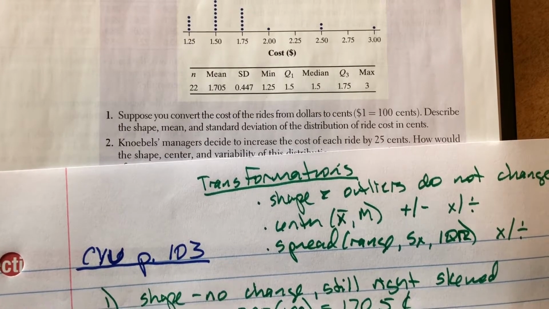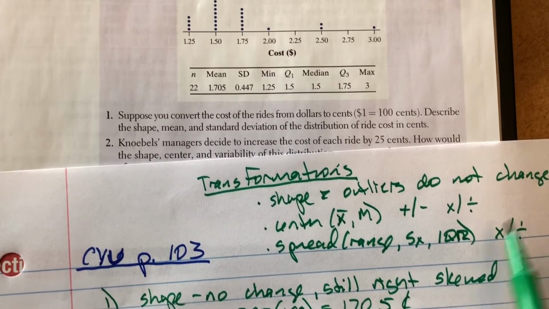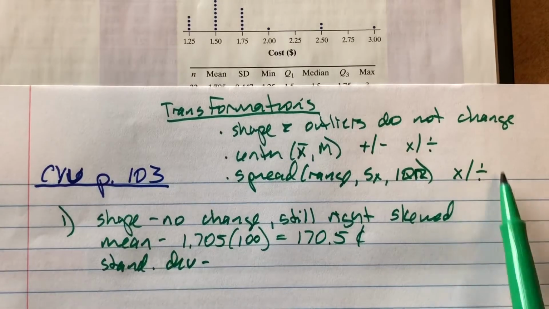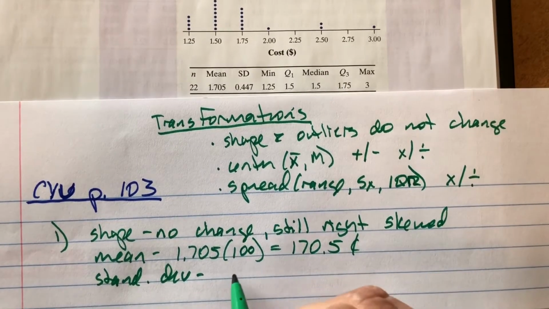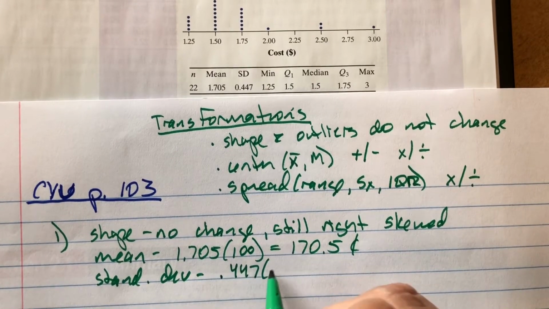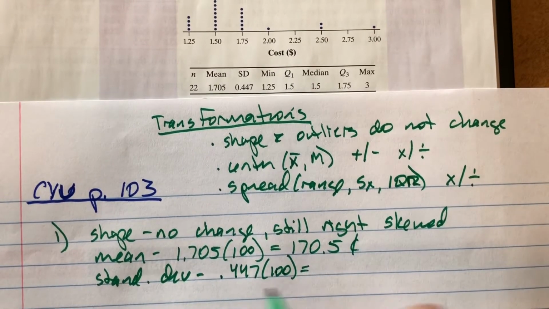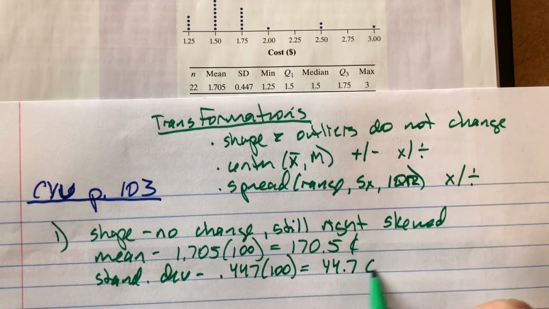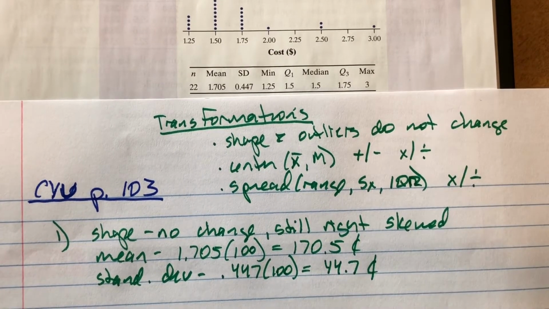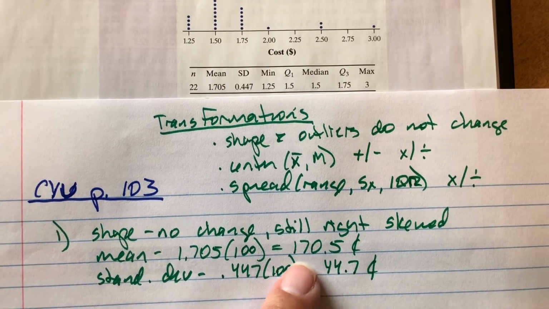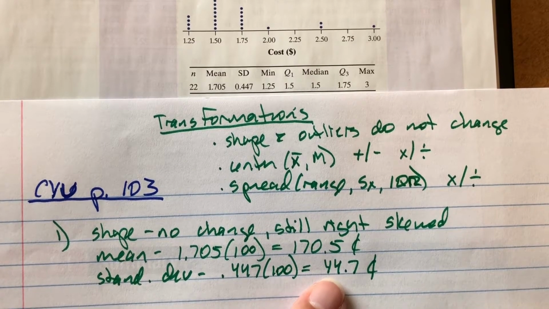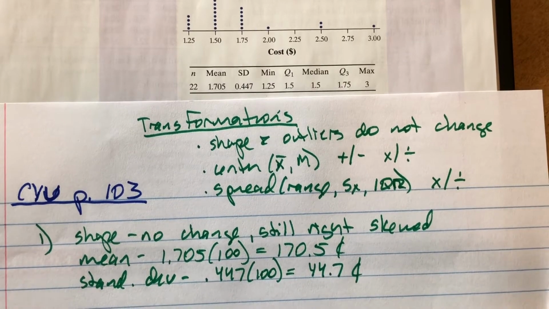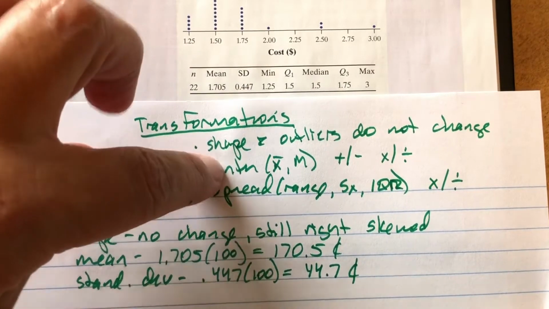And then standard deviation, I'm going to abbreviate. Standard deviation also is impacted by multiplication. So I'm going to take my standard deviation, which is 0.447, and multiply it by 100. So now my standard deviation is 44.7 cents. So in terms of cents, instead of dollars, my average is 170.5 cents, and that varies by 44.7 cents. Okay, so multiplication impacts center and spread.